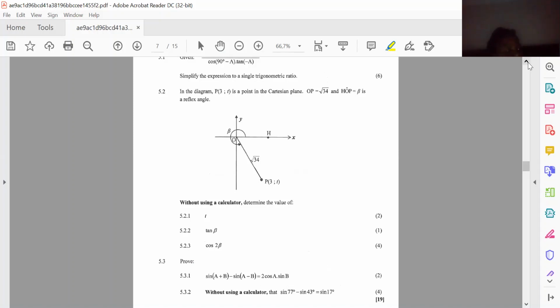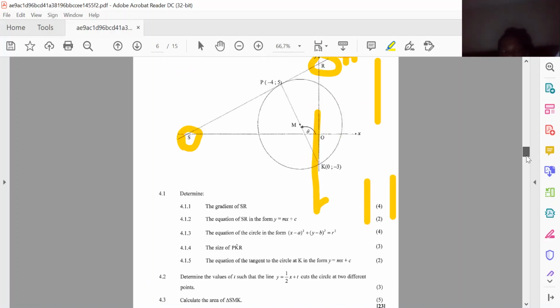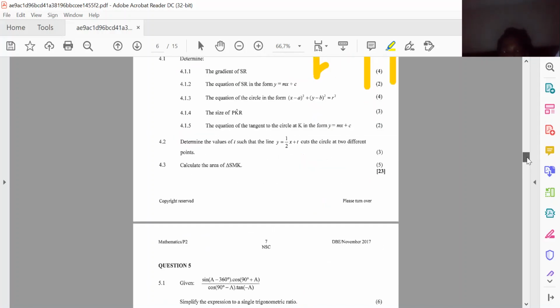Question 4.2, I think. Let's see. 4.2. Determine the value of T if the circle. Okay, and then calculate area of SMK. Let's see, did I get that one? Okay, got that one.